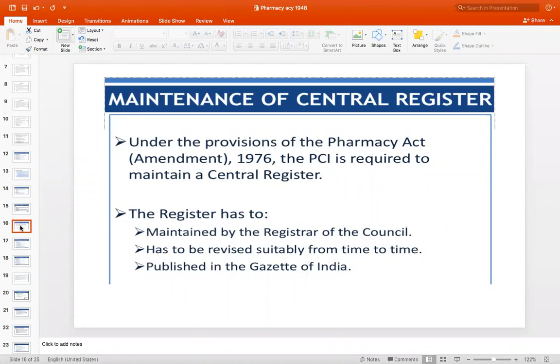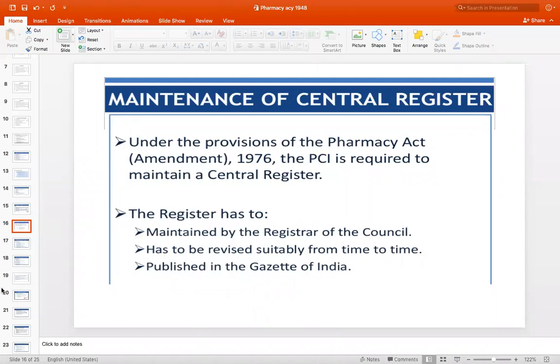So in 1976, the PCI was required to maintain a central register. I told you PCI was formed in 1949. After that, in 1976, the amendment came that the central council should also have a register. The register has to be maintained by the registrar of the council, has to be revised suitably from time to time, and published in the Gazette of India. Any rules or any new thing should be published, and they should record the list of pharmacists.